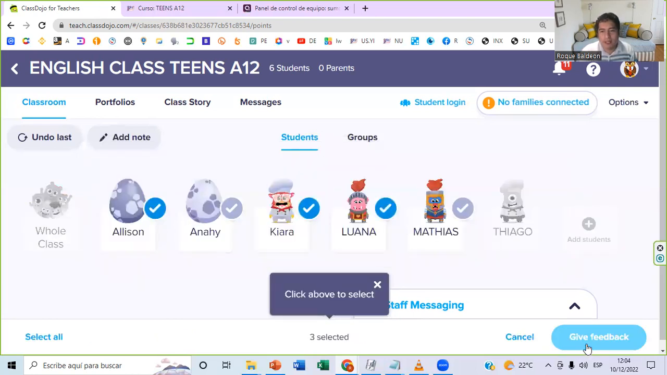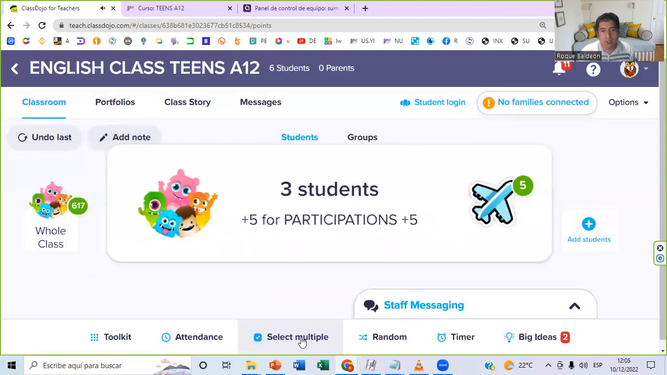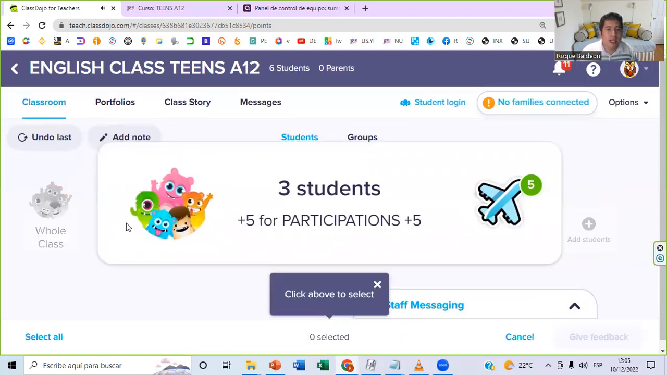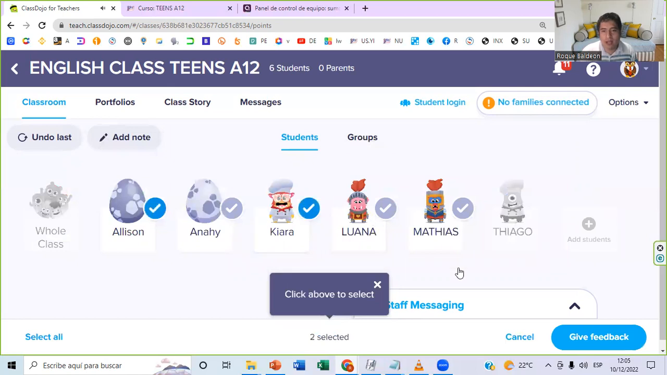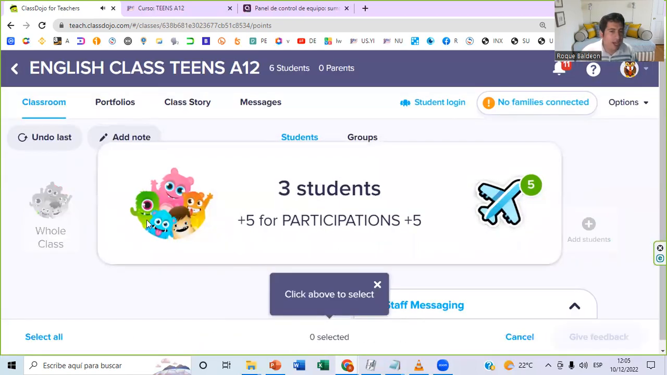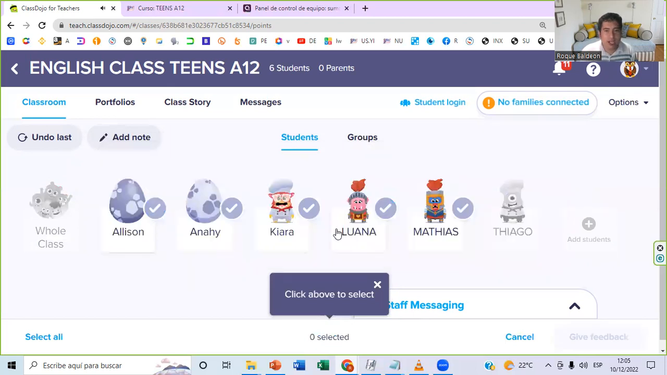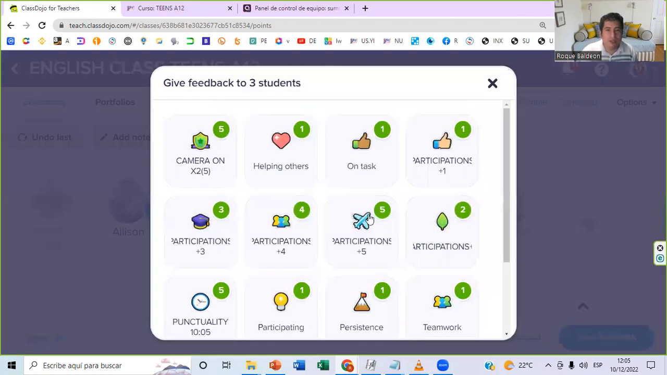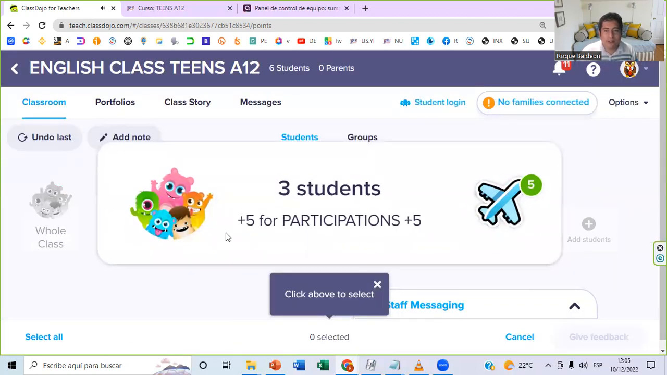Let me check, here we go. Allison, Kiara, and Luana, tienen 20 points, that's it, very good, 20 points. Allison, Kiara, and Luana, se llevan sus 25 points, that's it, very good. Allison, Kiara, and Luana, se llevan 30 points, 30 puntos, good, awesome. Y tenemos acá Matías, very good, Matías.